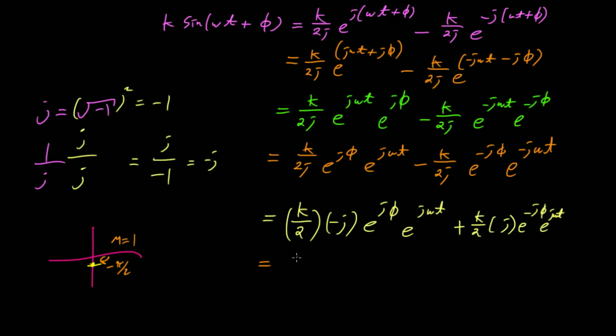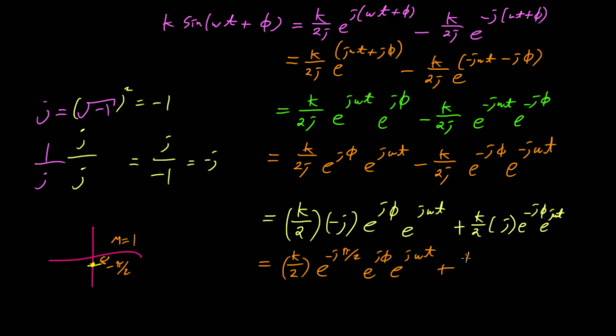So I could represent that as k over 2 e, there's a 1 in front of that e, but it's k over 2 times 1 e to the minus j pi over 2, and then I've got all this other stuff, e to the j phi, e to the j omega t.